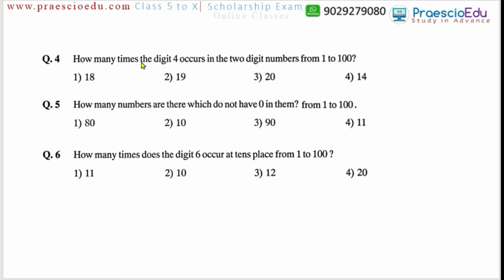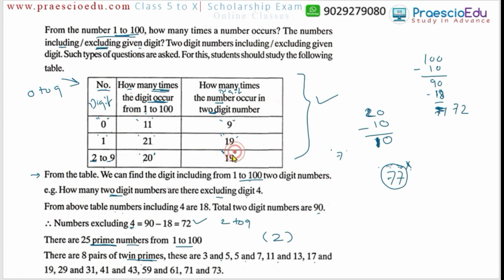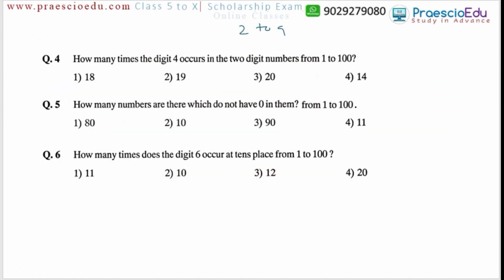Now, how many times does the digit 4 occur in 2-digit numbers from 1 to 100? We have already seen this for the 2-digit numbers, so here there are 19 counts. So 19 means option number 2 is the correct one.